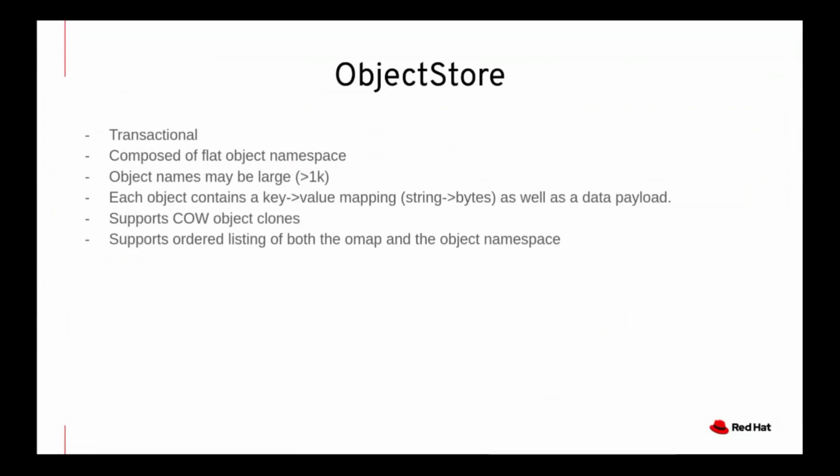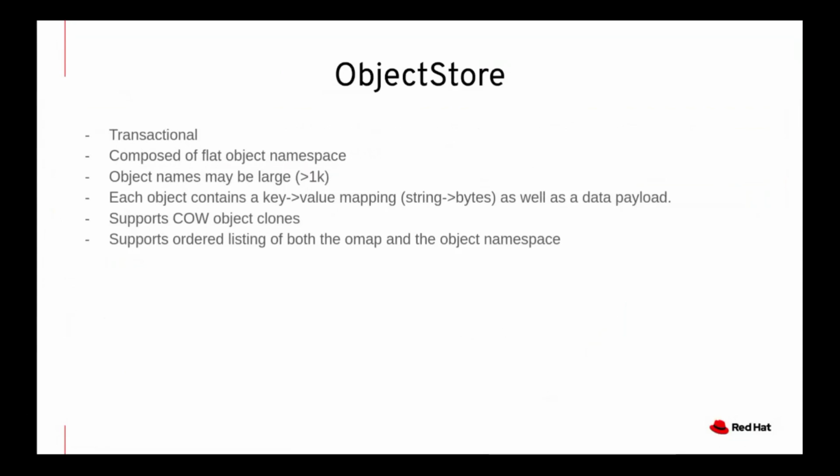So I mentioned that SeaStore is an object store interface. So like BlueStore and FileStore before it, object store implementations are transactional, composed of a flat object namespace. Object names may be large, since Rados objects map directly onto object store objects. Each object also contains a key to value mapping, which we use for a few things like ceph-osd directories and Rados GW bucket indices, as well as a data payload, which you're probably more familiar with, as, for instance, the 4 megabytes of data associated with each RBD block.